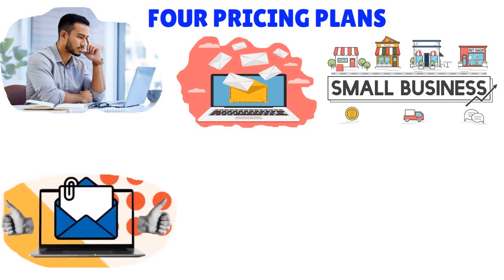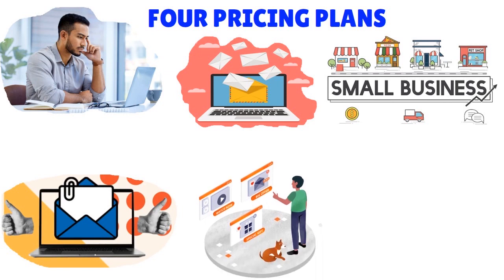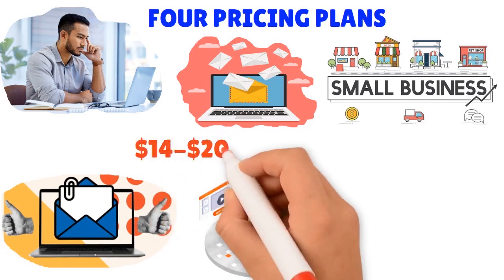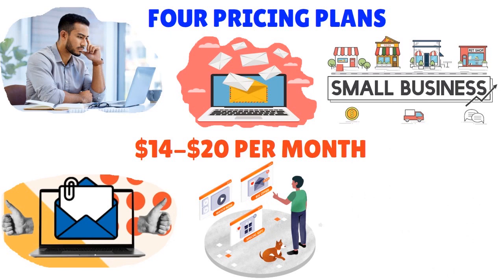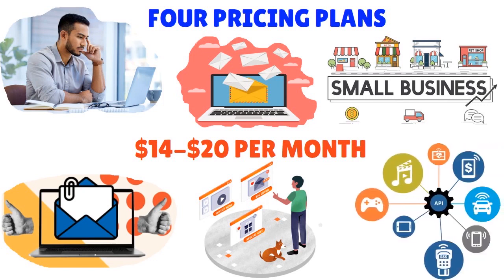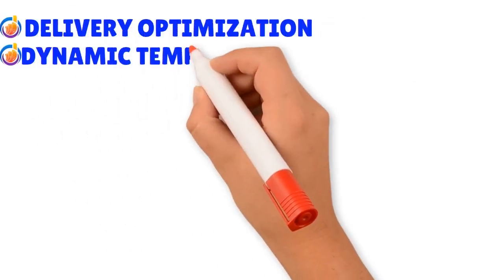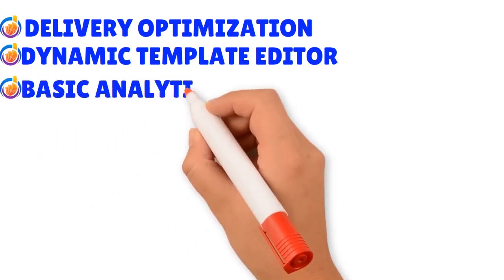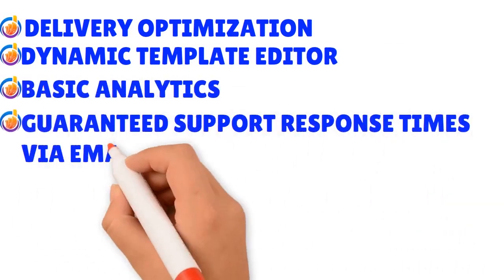Then there are the Marketing Campaigns Essentials plans. The plan we actually reviewed starts at $14 to $20 per month and allows you to send up to 40,000 emails monthly, which is a great starting point for small and medium-sized businesses. The Essentials plan also comes with API access for customization and the SMTP relay service. There is support for alerts, delivery optimization, a dynamic template editor, basic analytics, and guaranteed support response times via email, tickets, and chat.